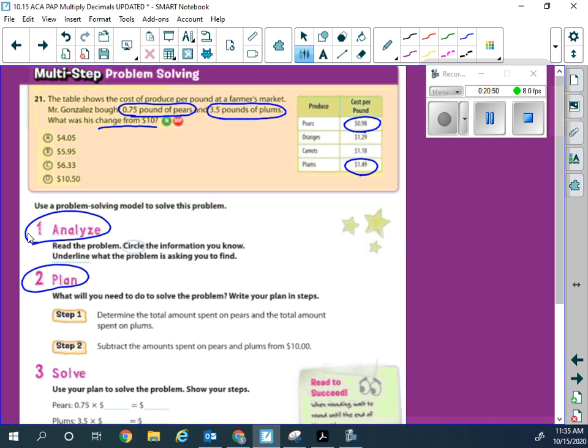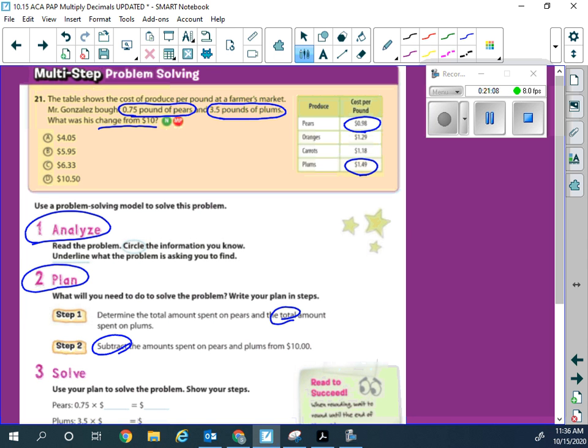And guys, making a plan is not doing your work yet. You're just thinking about what you need to do. So what do we need to do here? Find out the total. Yep. And then subtract to get the change. That's exactly right. So you should be thinking right now, this is a multi-step problem.